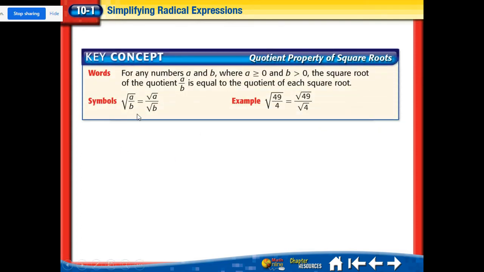All right, so what does this quotient property of the square roots mean? It means if we have a fraction inside, we can separate it into two square roots on the outside.